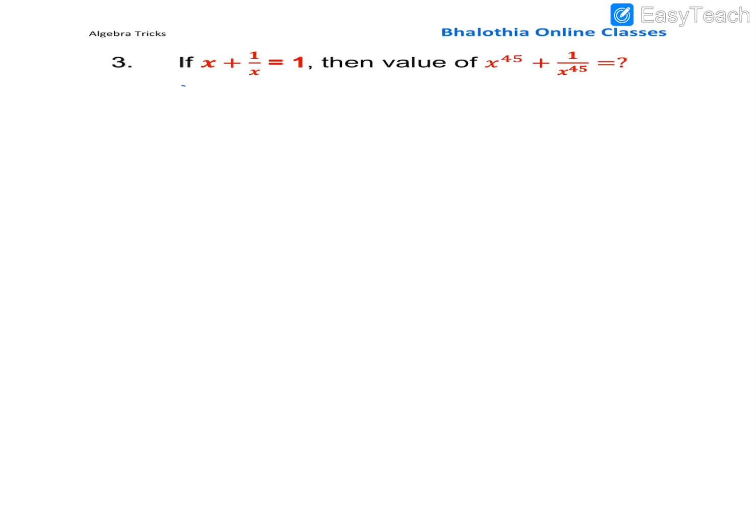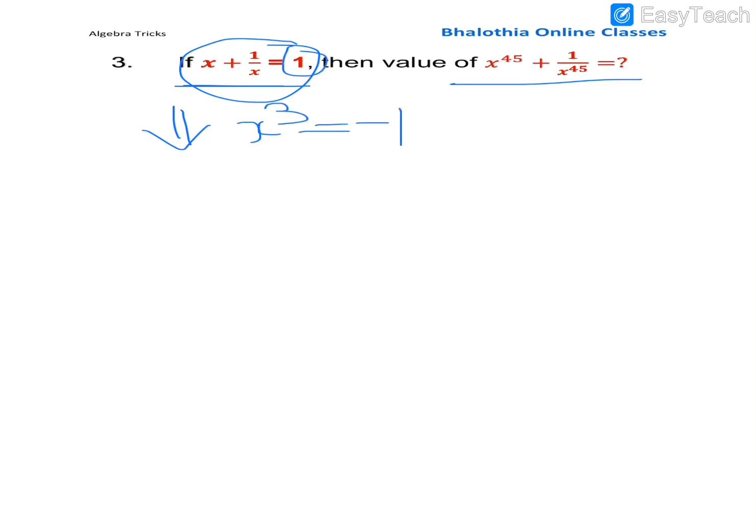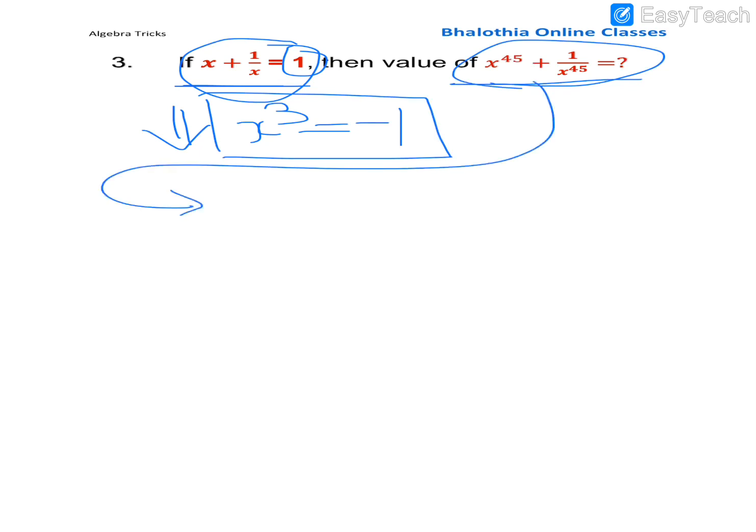So here, see what is given: x plus 1 upon x equals 1, and we have to find the value of x raised to the power 45 plus 1 upon x raised to the power 45. We know from the previous question, so we do not need to solve it again. x cube plus 1 is given, so it will become minus 1. We know from the previous question x cube equals minus 1. So how can we write x raised to the power 45 plus 1 upon x raised to the power 45?